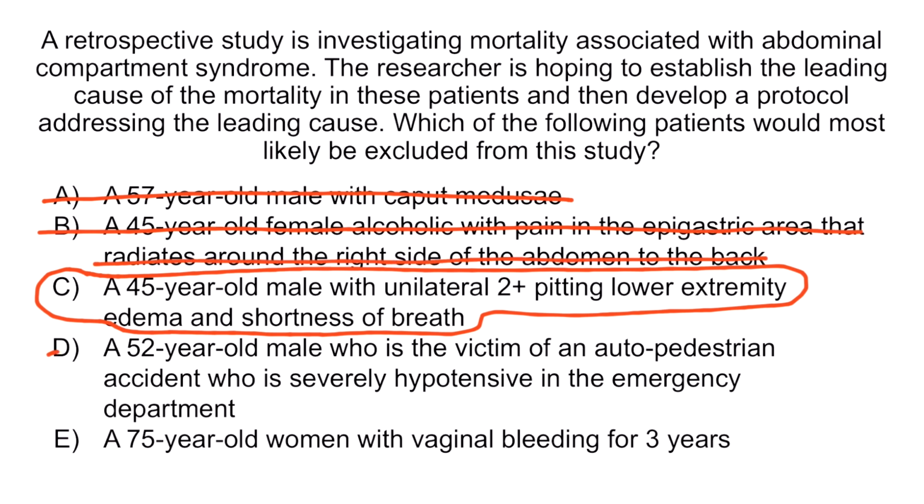So B is wrong. D is wrong because a patient with major trauma and hypotension is going to receive a massive amount of fluid, which places the patient at very high risk for abdominal compartment syndrome. The 75-year-old woman who has vaginal bleeding has endometrial cancer until proven otherwise. Where it has been going on for 3 years, it's likely that the cancer has grown to a considerable size. This places the patient at a double risk factor for compartment syndrome, the inflammation associated with the malignancy and an intra-abdominal mass, which makes E incorrect as well. So once again, the correct answer is C, the 45-year-old male with a likely pulmonary embolism. And that concludes this section.